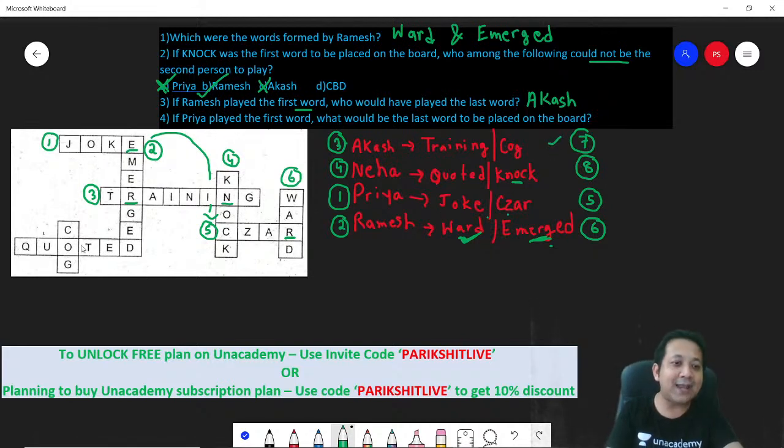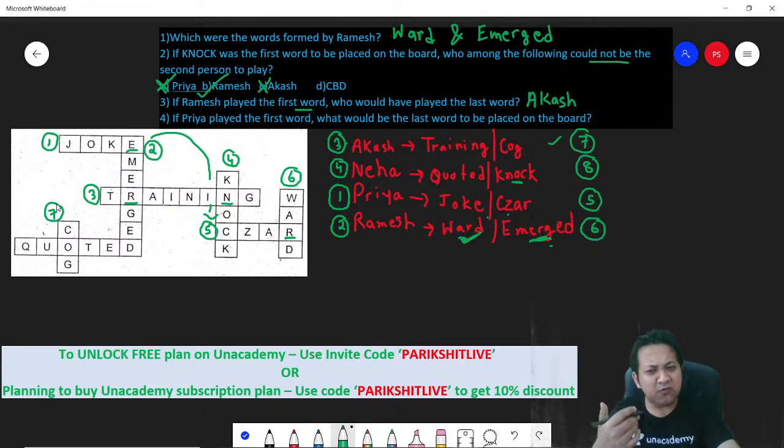Can cock be number 7? Think about it. Cock cannot be number 7. Why? Very easy. The condition is, remember, you need to have one letter common with one of the previous words. But cock, when you form it, has no letter in common. Remember, quoted has not been formed till now. So you cannot straight away form cock, right? Meaning, the sequence that we assumed, that joke is the first word to be formed, is incorrect.